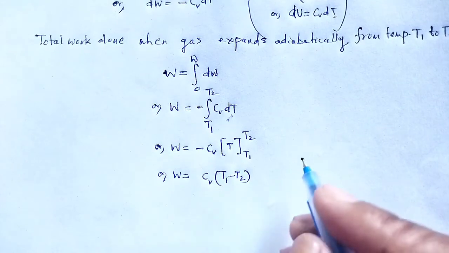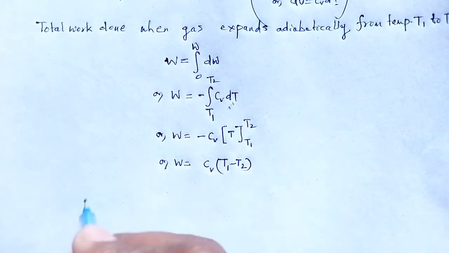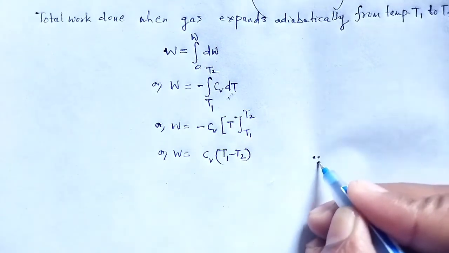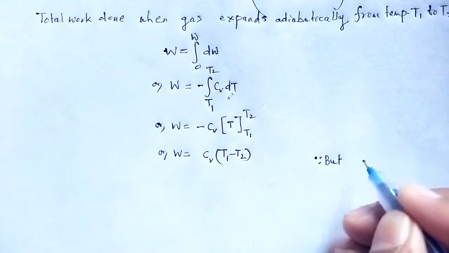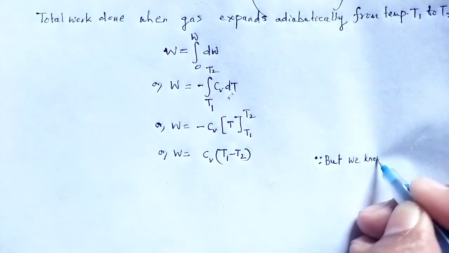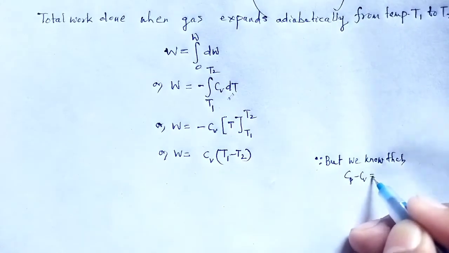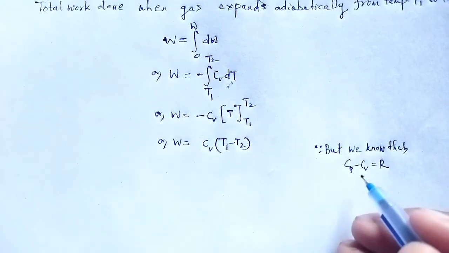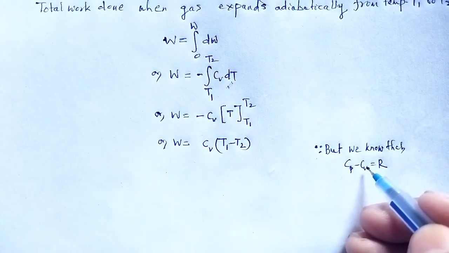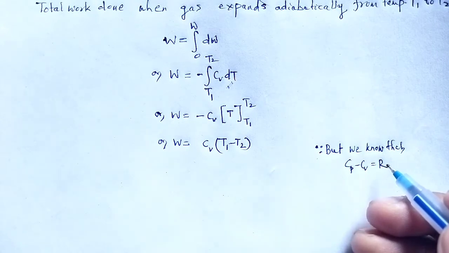But we know that Cp minus Cv is equal to R. Cp is the specific heat of gas at constant pressure, Cv is the specific heat of gas at constant volume. R is the universal gas constant for 1 mole of gas.